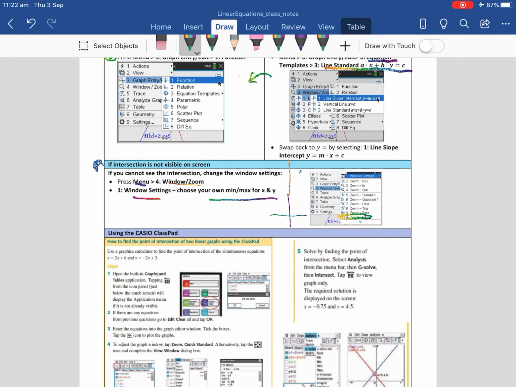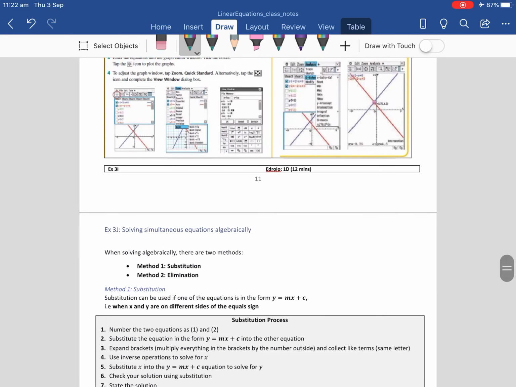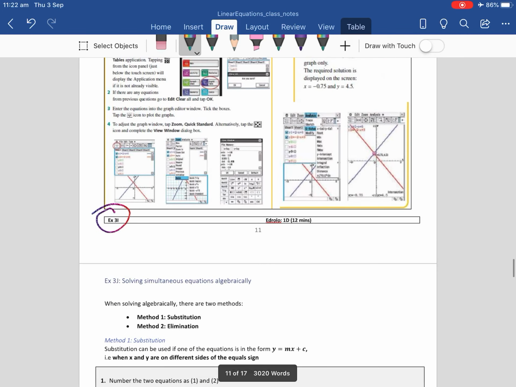If you have the Casio ClassPad, there are some instructions there for you. And that's it. You can now complete exercise 3i in your textbooks.